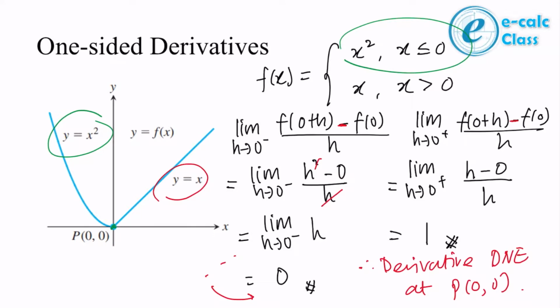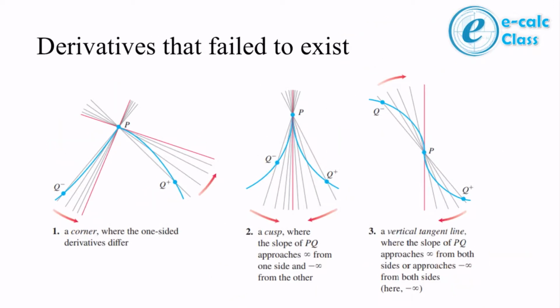Okay, so this is what we call one-sided derivatives. And this is just one type of derivatives that fail to exist. We have many of them. Okay, let me move on to this slide, alright? So just now our case was the first one, which is a corner where the one-sided derivatives differ. From the left and from the right are not the same.